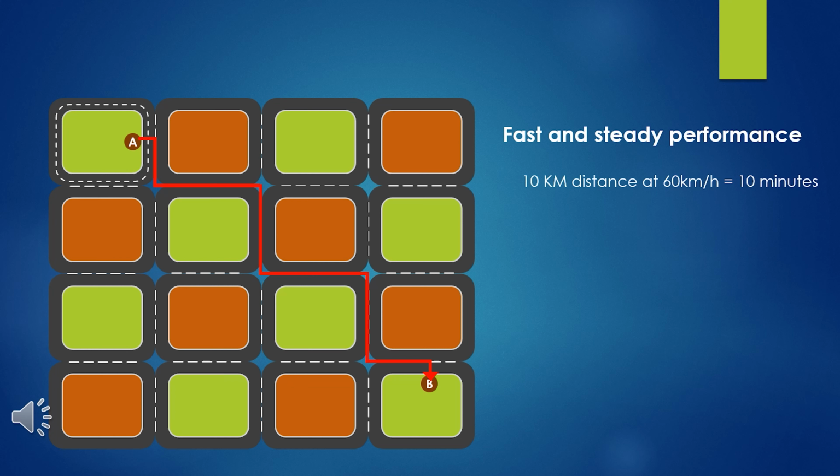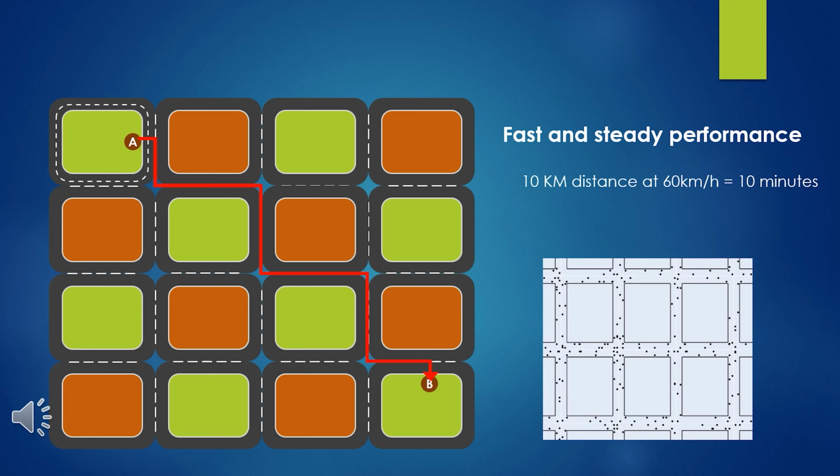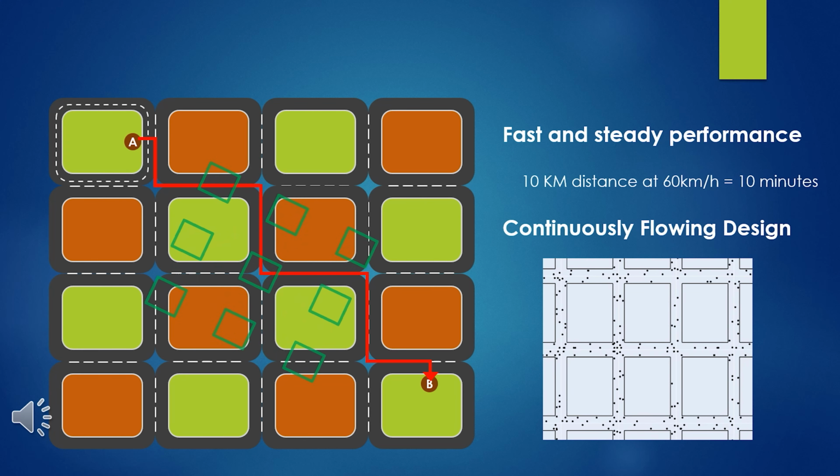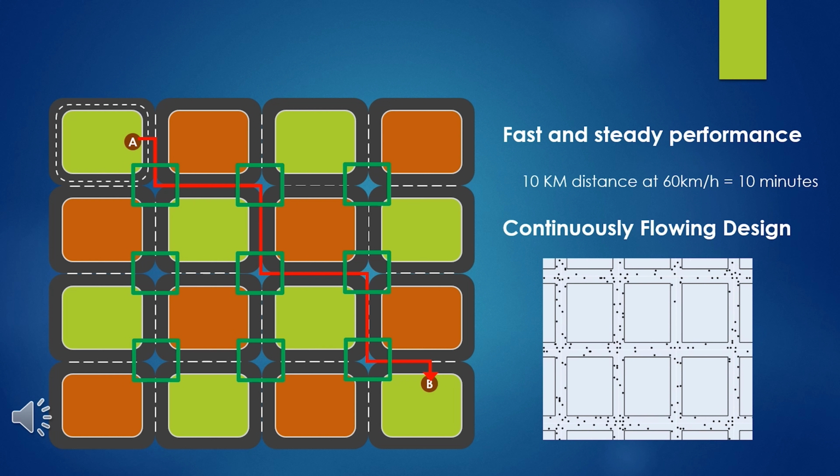That means, if the total distance is 10 kilometers and your average speed is 60 kilometers per hour, then you can expect a 10-minute travel time every day, whether it is rush hour or midnight. The green box area shown in the diagram used to be the bottlenecks of our city road network. Now they are continuously flowing well and generate zero vehicle conflicts.